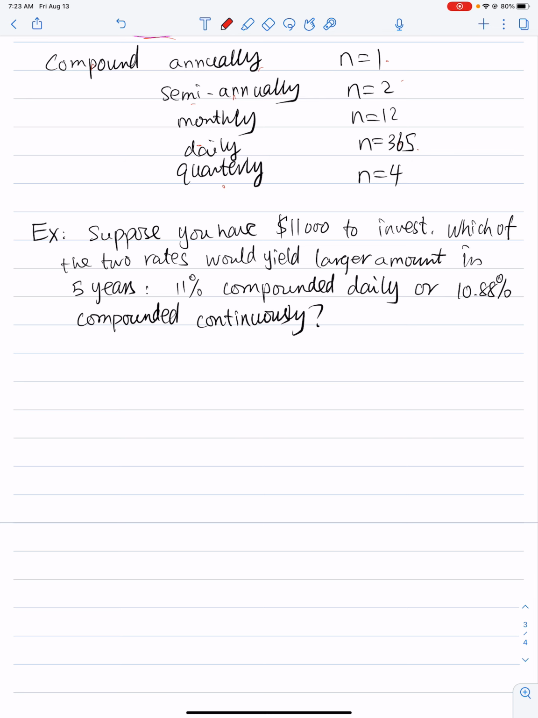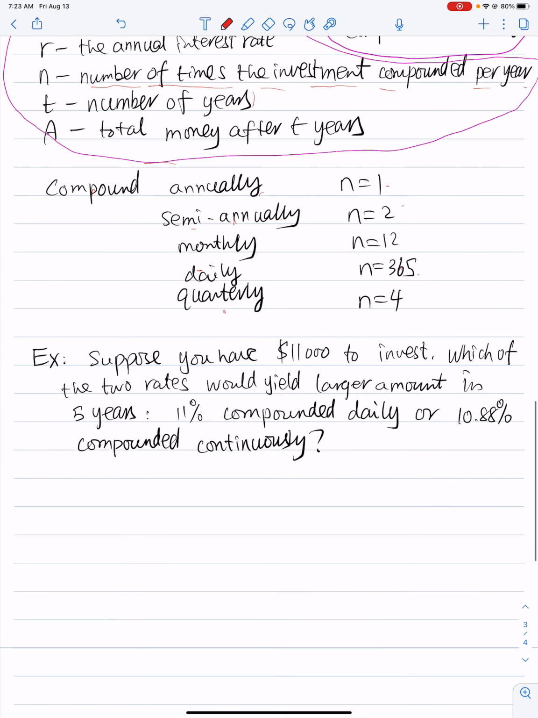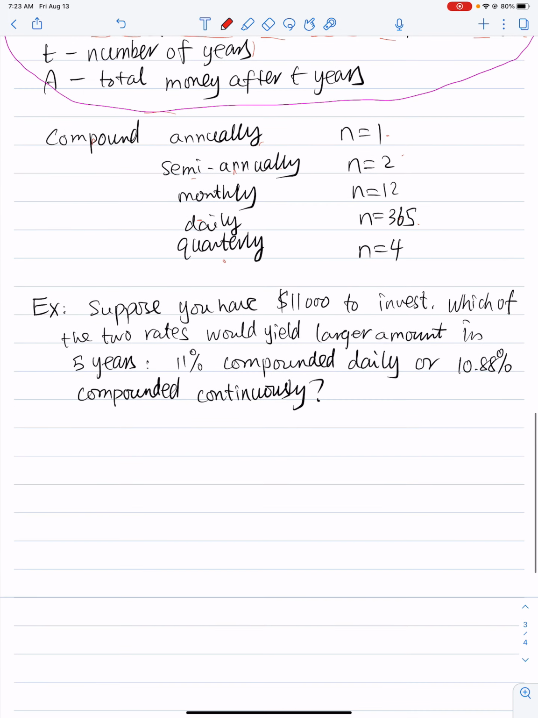Okay, so let's look at this question. Suppose you have $11,000 to invest. Which of the two rates would yield a larger amount in 5 years? 11% compounded daily, or 10.88% interest rate compounded continuously. So 11% compounded daily. Which formula should we use?